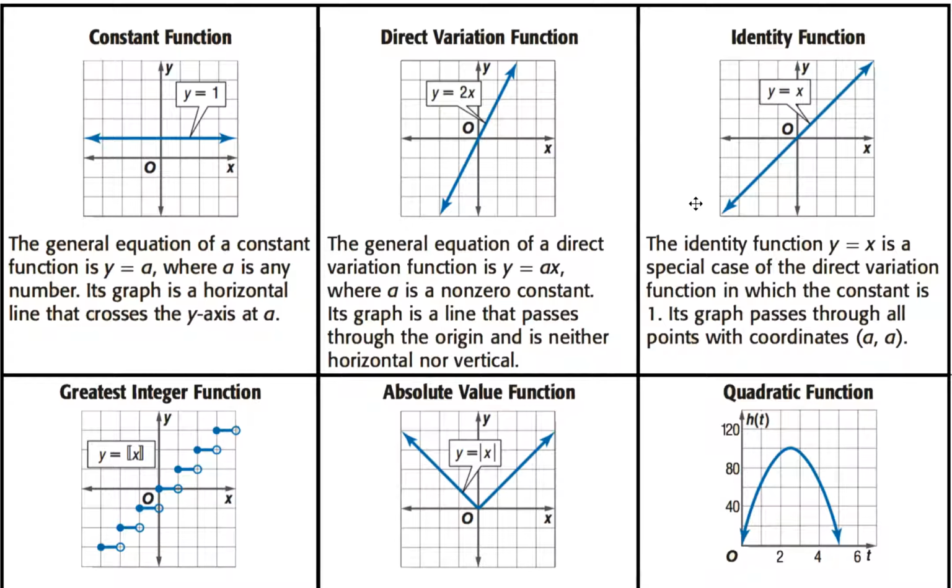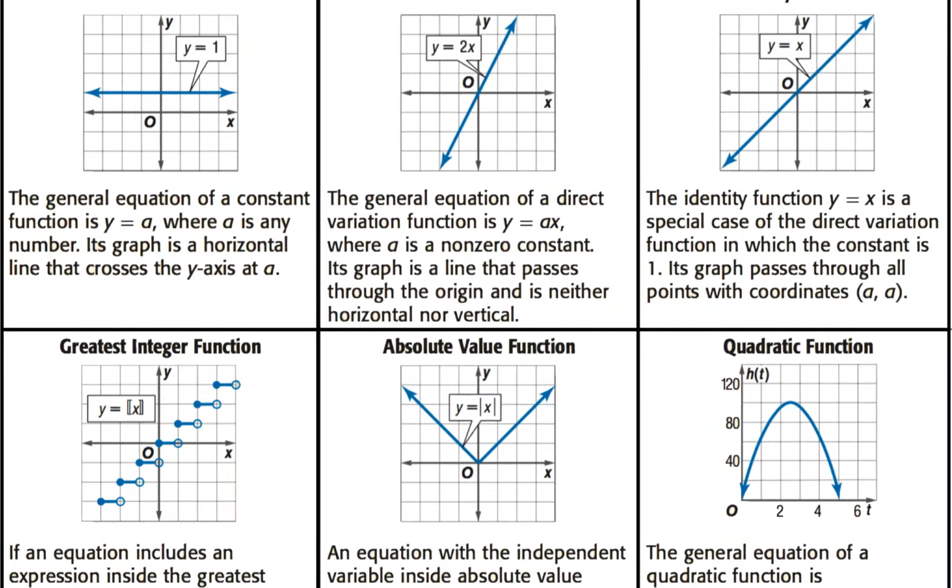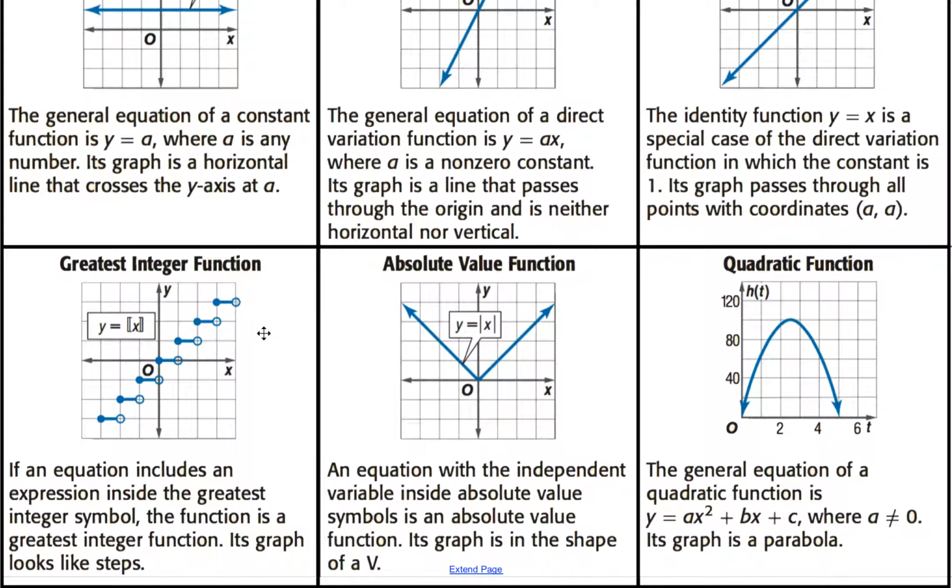And then the identity function is a special case of the direct variation function. So the identity function is the one that goes through the origin and the slope is 1. The greatest integer function, this is one that you may have seen before. We haven't spent a lot of time on that this year, but I wanted to throw this in here so you understand and can at least recognize it.